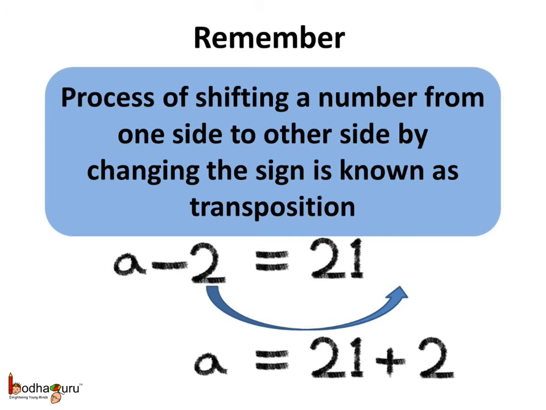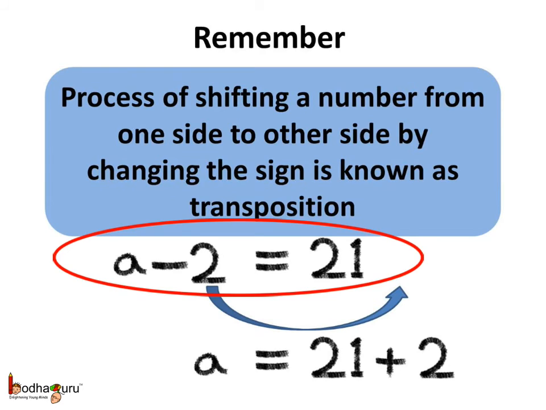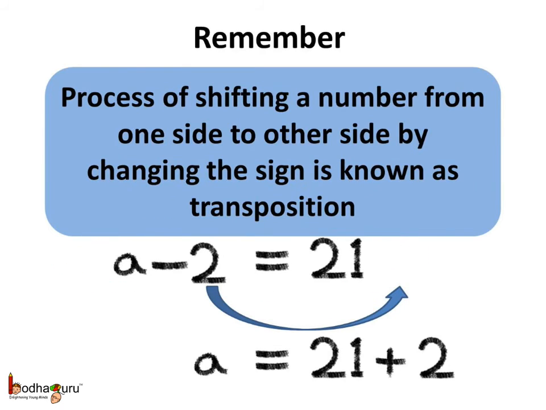Or in other words, we can say when we shift a number from one side of the equation to the other side, we change its sign. Thus, to solve a problem A minus 2 equal to 21, we move minus 2 from left hand side to the right hand side and it becomes plus 2. Thus, A is equal to 21 plus 2, which is 23. This process of shifting a number from one side to the other side by changing the sign is known as transposition. And when we use this method, it is called transposing method.